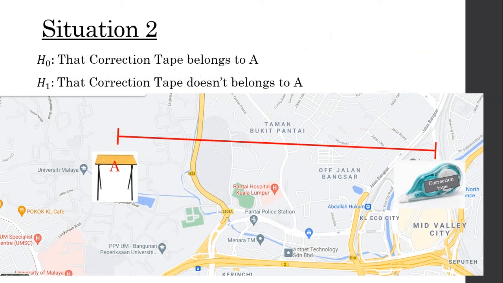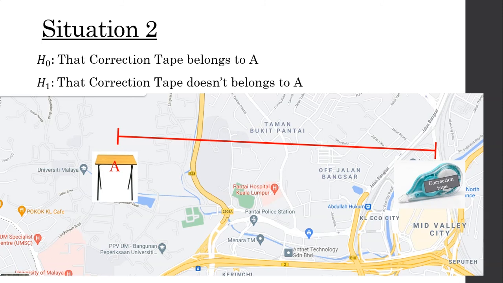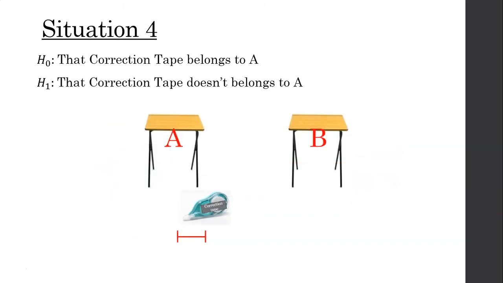How about this far? Huh? This distance is that extreme. If I say correction tape belongs to A, is that possible? Then you will reject H0. Then how about this? Huh? Of course reject H0 lah. How about now? Relative to H0 assumption, this distance is not extreme at all, so you will not be surprised. So do not reject H0.